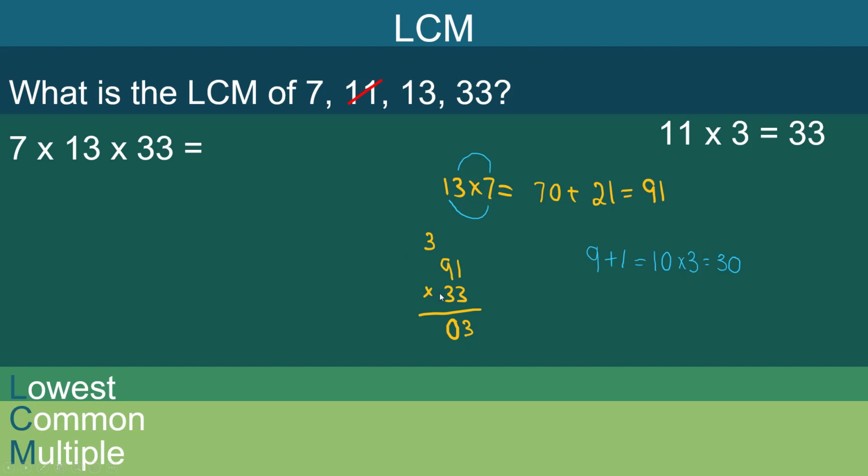Finally, multiply the tens digit and add the carry forward. 3 times 9 is 27, plus the 3 carry forward is 30. Therefore, the LCM is 3003.